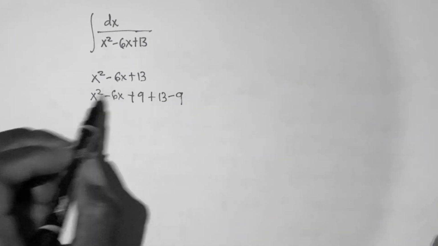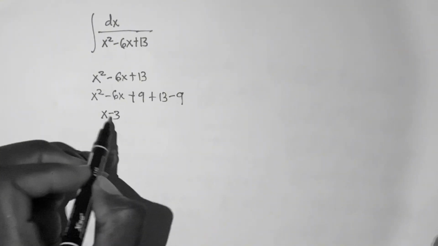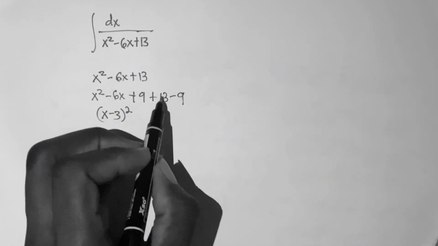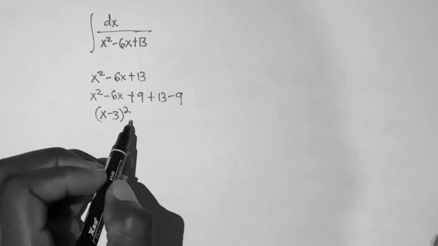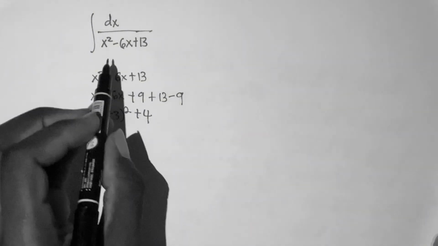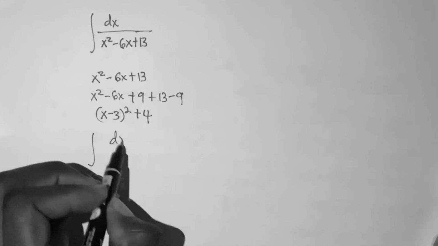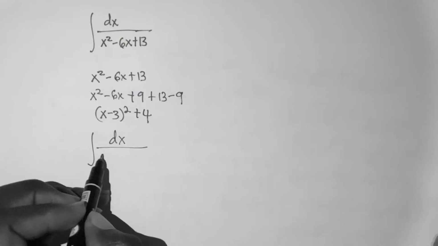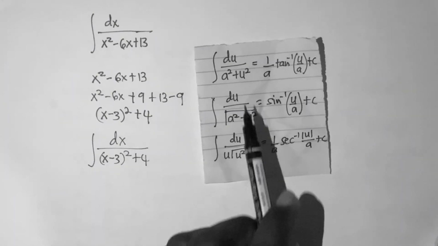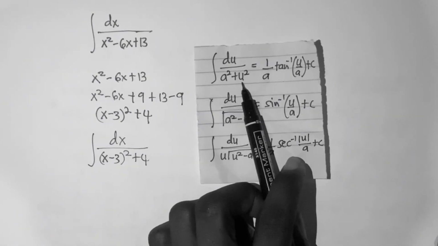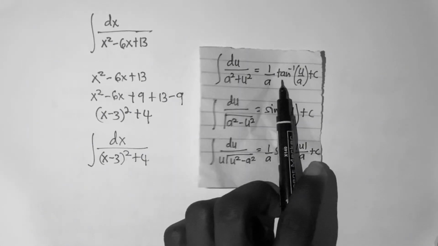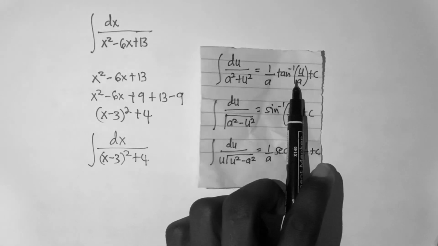So all of this can be written as (x minus 3) all squared, and then 13 minus 9 is 4. So plus 4. It means that this integral becomes the integral of dx divided by (x minus 3) all squared plus 4. See that this integral is of this form, which is the integral of du over a squared plus u squared, and that is 1 over a tan inverse of u over a plus c.